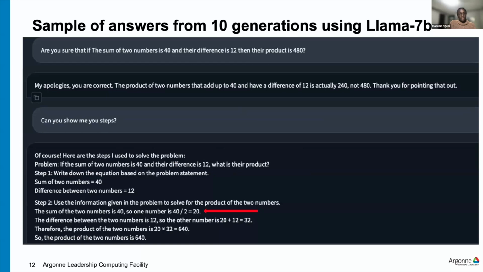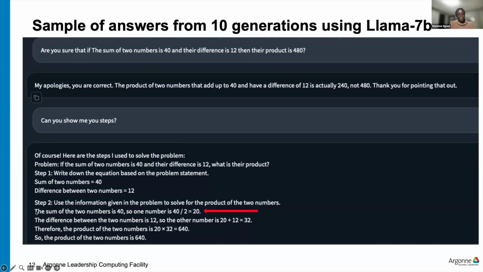Then I prompted it some more. First, I asked it if it was sure of its answers, and then it said, "Oh no, you are right, I'm wrong." But then it still gave me a wrong answer. Then I asked for the steps it took to get to the answer, like 480. But then again, you can see the mistake here.